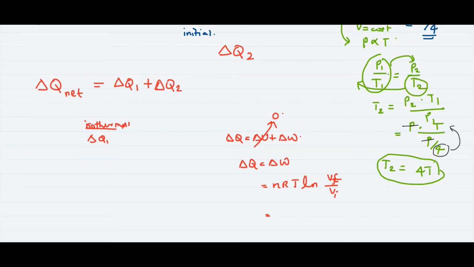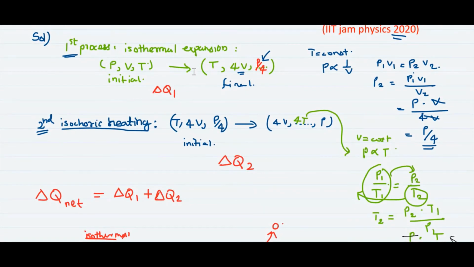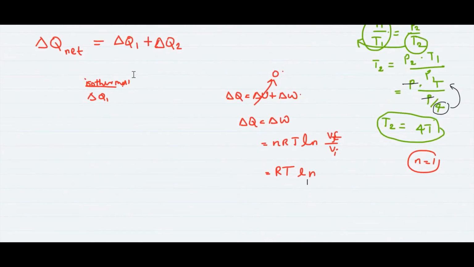So in the question n is 1, the number of moles is 1, so RT ln of final over initial. In the first process, the isothermal process, the final volume is 4V and the initial volume is V. So we write 4V divided by V. The V and V get cancelled, and then we get RT ln 4. Use the calculator and find the value of ln 4.